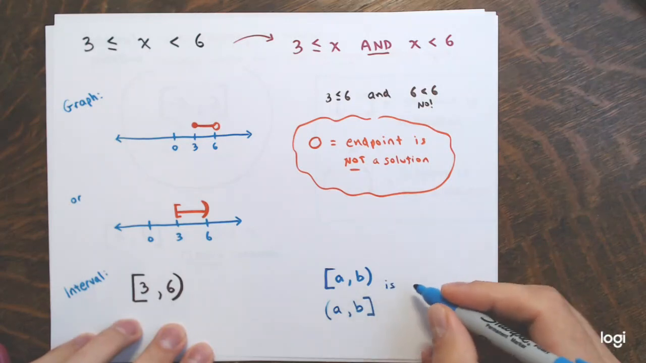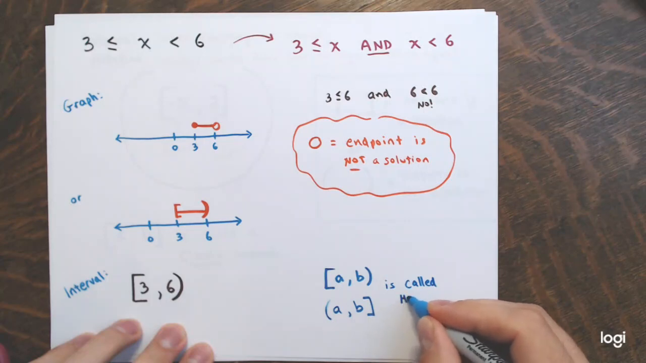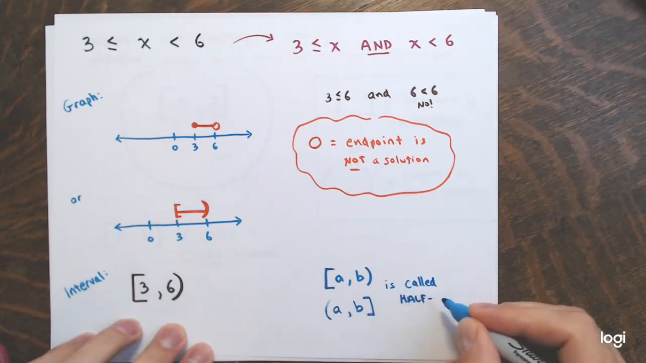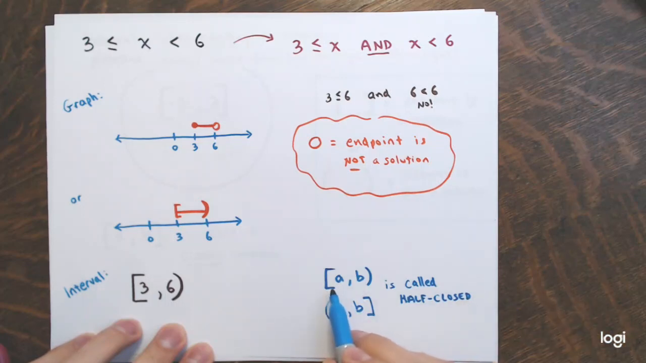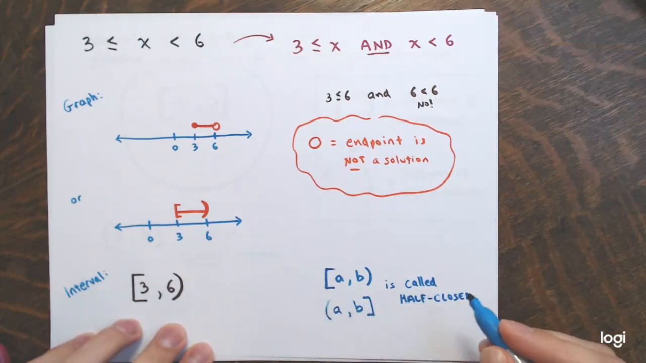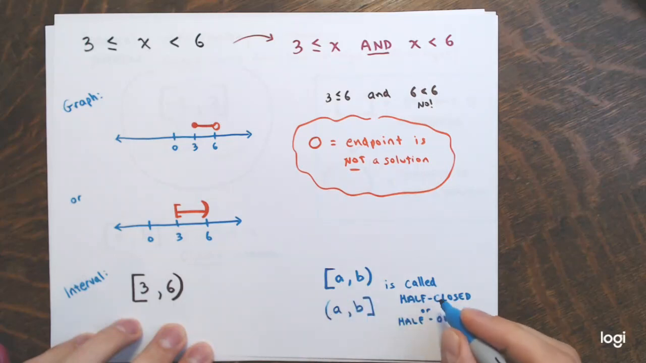This kind of interval is called a half closed, right? Half of it is closed, half of it has the bracket on it, or half open. We'll see a fully open interval in a second. But the openness will be from the parentheses, the half of its parentheses. So it's called half closed or half open.